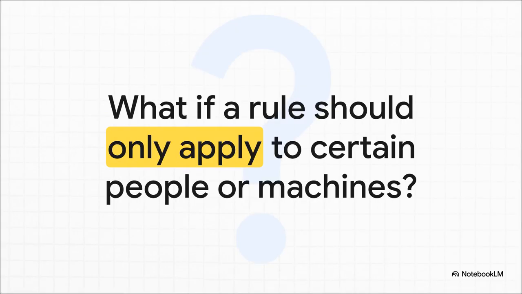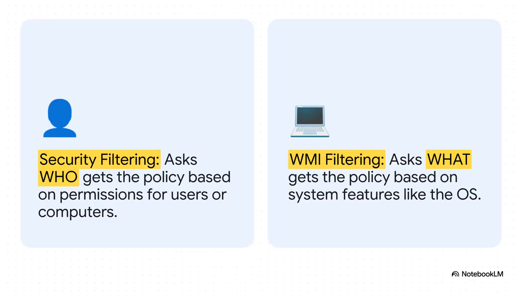So the system is obviously super powerful, but what about nuance, right? Sometimes you need to get even more specific. Like, what if a rule for the HR department should only apply to the managers in that department? Or what if a software update should only go out to computers that have a specific version of Windows? For that kind of detailed work, you use filters. And they basically come in two main flavors.